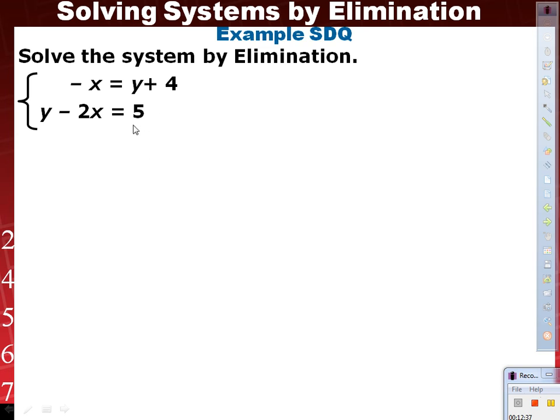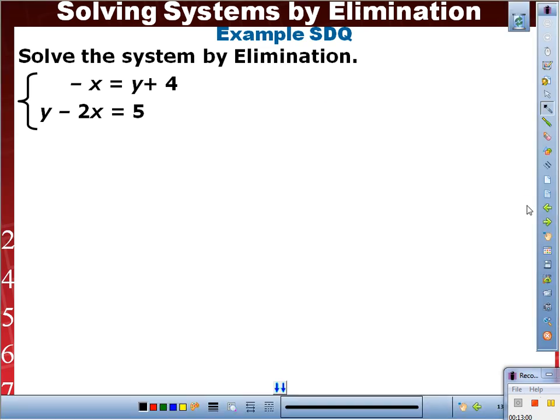The system: -x equals y plus 4 and y minus 2x equals 5. Okay, now before you start solving, you're just copying this. You start to notice that this one looks a little bit funky. Don't say anything out loud. Keep it to yourself. This one looks a little bit different from the others.